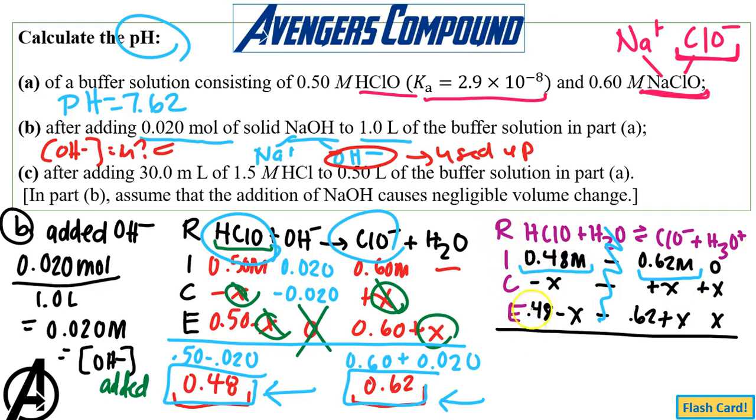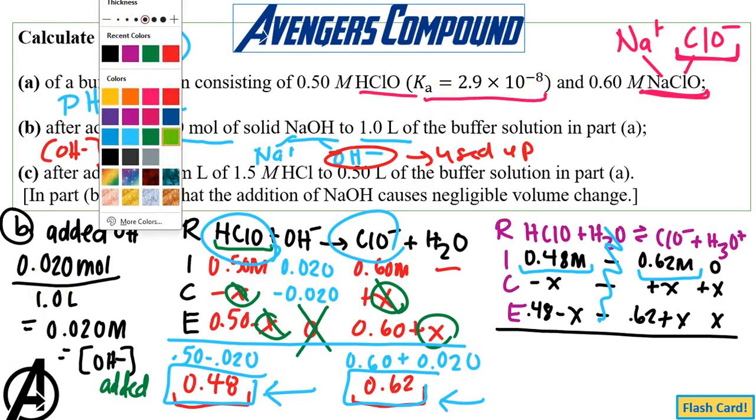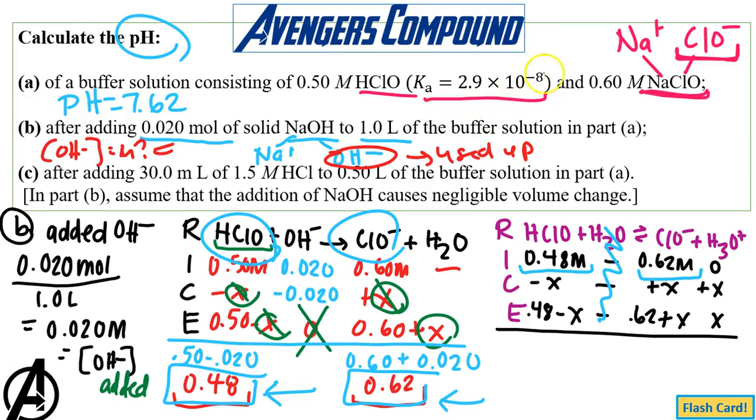Now, to get our equilibrium amounts, we're going to take 0.48 minus X, 0.62 plus X, and of course, our X value is simply going to be equal to the H3O plus concentration. Now, what do we do? Well, guess what, folks? We are still going to be using the Ka value from letter A, okay? So from letter A, our Ka value is 2.9 times 10 to the negative 8, meaning we can make an assumption. So I can get rid of this minus x here, and I can get rid of this plus x here.